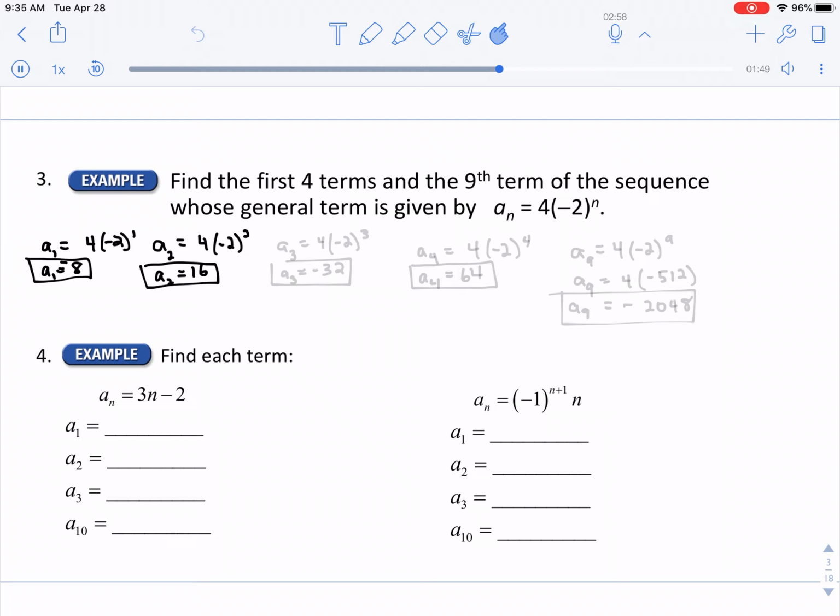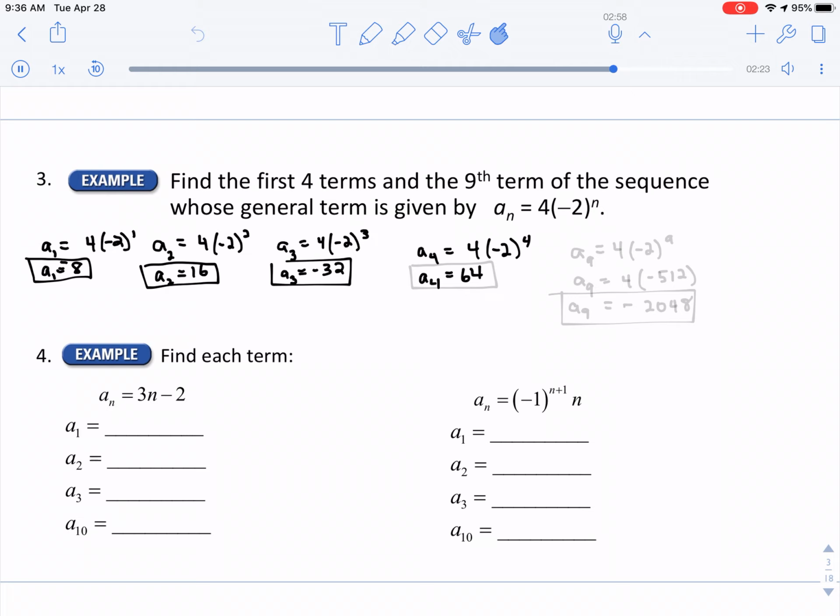All right, a sub 3 is 4 times (negative 2) to the third power. Negative 2 times negative 2 times negative 2 is negative 8, and negative 8 times 4 is negative 32. So there's our third term. And our fourth term is 4 times (negative 2) to the fourth power. Negative 2 to the fourth power is 16, and 16 times 4 is 64, so a sub 4 is 64.